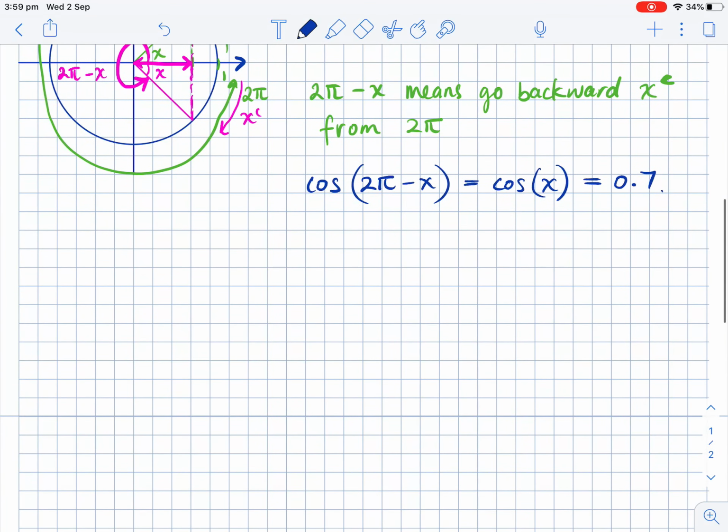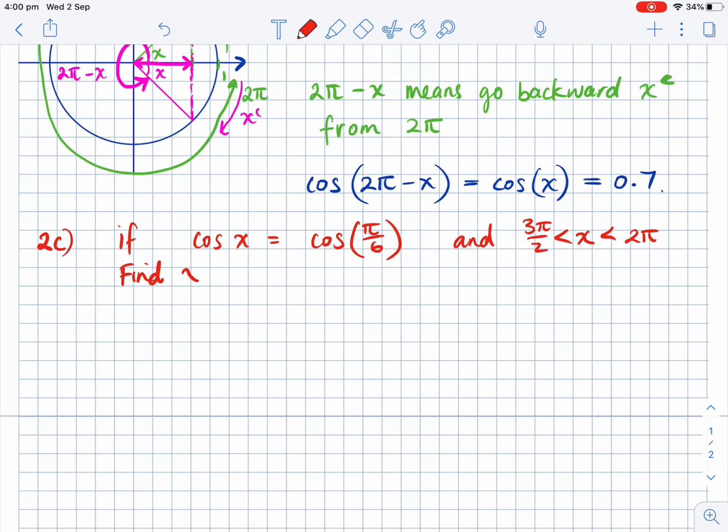Okay, let's jump now and have a look at question 2. I want to do question 2C. 2C says if cos x equals cos of pi on 6 and x is greater than 3 pi on 2 and less than 2 pi, find the value of x. Find x.